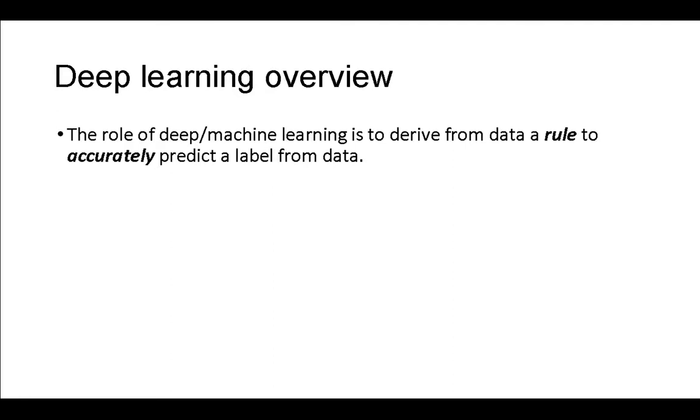Okay, deep learning overview. The role of deep learning, or machine learning more generally, is trying to derive from data a rule which helps accurately predict a label from the data. Basically, you have a big set of data, and you have some labels associated to the samples in the data. You want to derive some formulas where I can grab a sample of data and get a good prediction of what the label of that sample is.